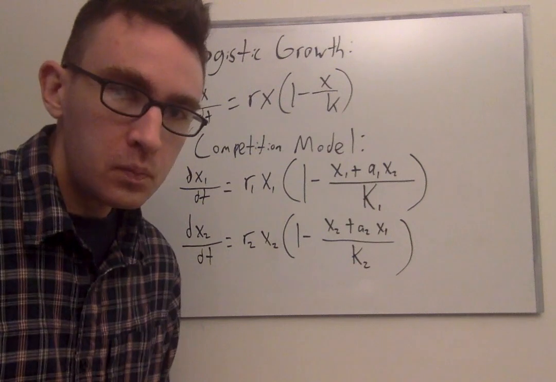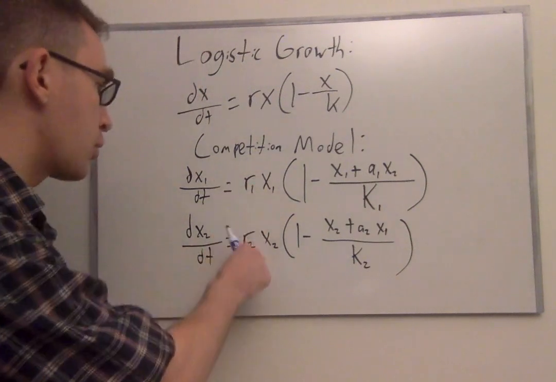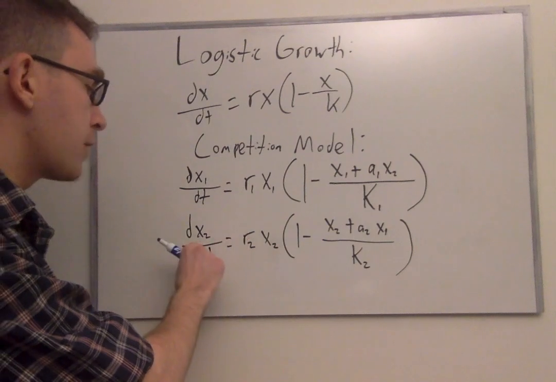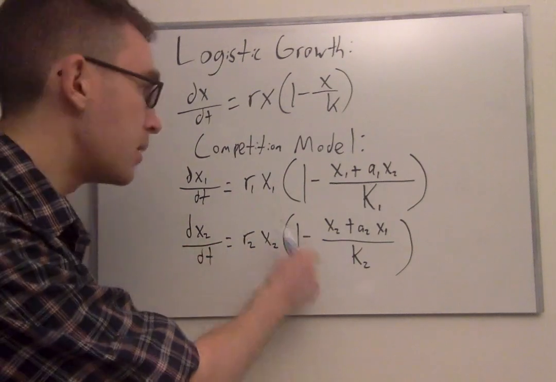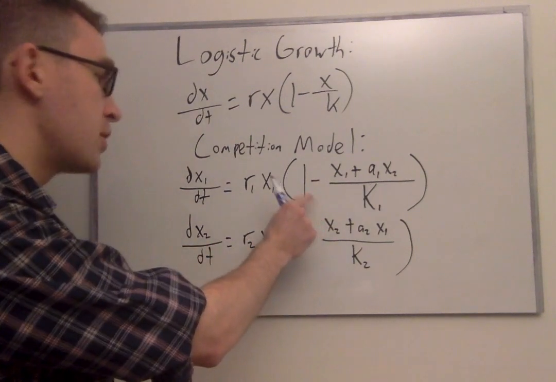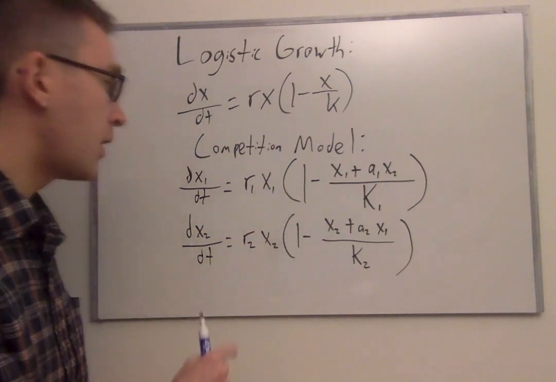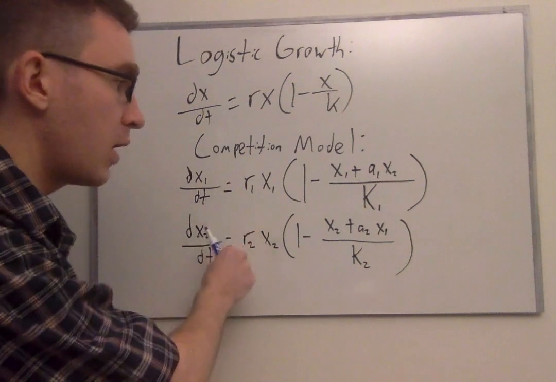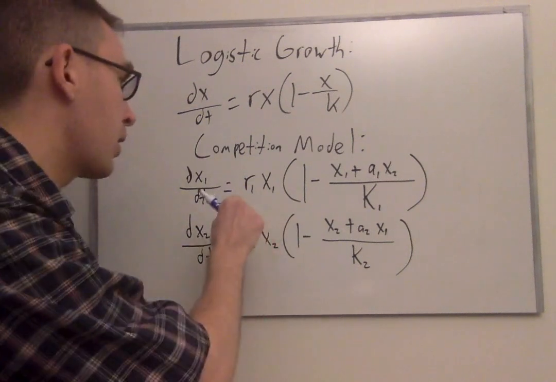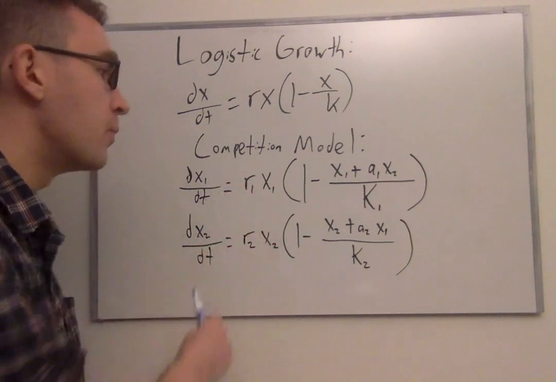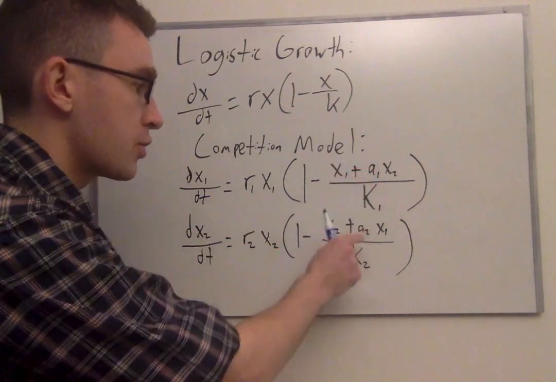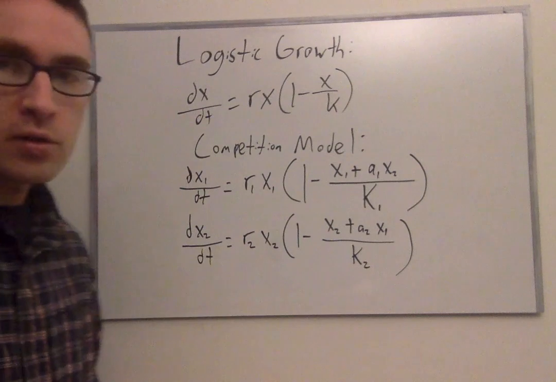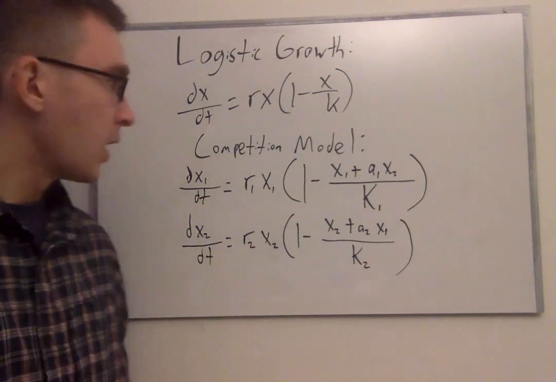Also, you guys probably noticed this, but it's a symmetrical model. So basically, the equation for species two is like a mirror image of the equation for species one, except that there's a different parameter for species two. So instead of R1, there's R2. Instead of A1, there's A2, and instead of K1, there's K2. But other than that, it's like a mirror image.